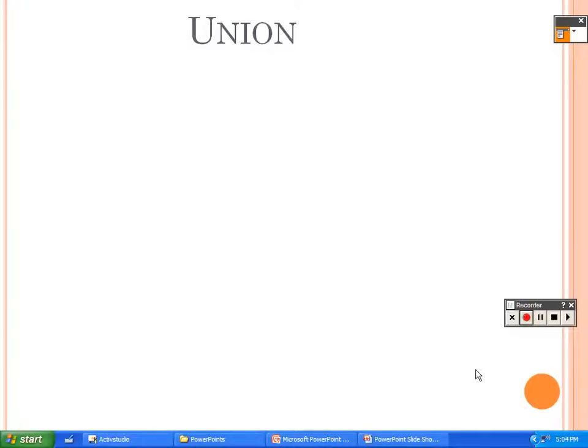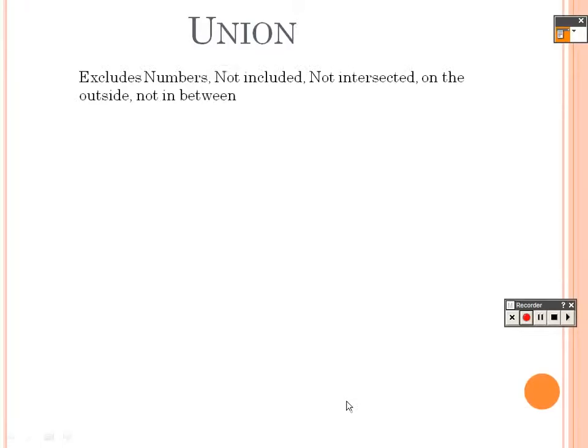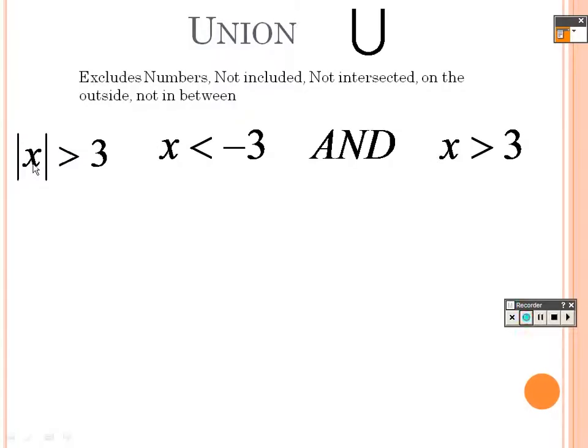Here, we are looking at inequalities, and we have that new notation to look at now, so we're discussing unions. A union looks like this. It excludes numbers, not included, not intersected on, they're outside, they're not in between. So something like this, for example, we know what we can plug in there, right? Any number that is greater than 3 would work. So like I could plug in a 4, a 5, a 6, a 7.